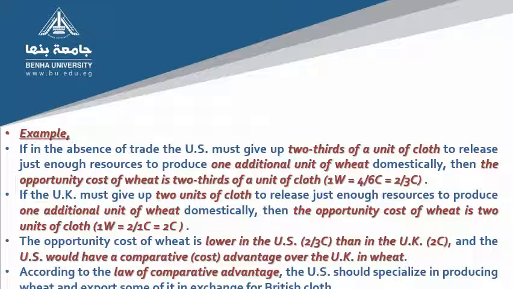According to the Law of Comparative Advantage, the United States should specialize in producing wheat and export some of it in exchange for British cloth. This is exactly what we concluded earlier with the Law of Comparative Advantage, based on the labor theory of value. But now our explanation is based on the opportunity cost theory.